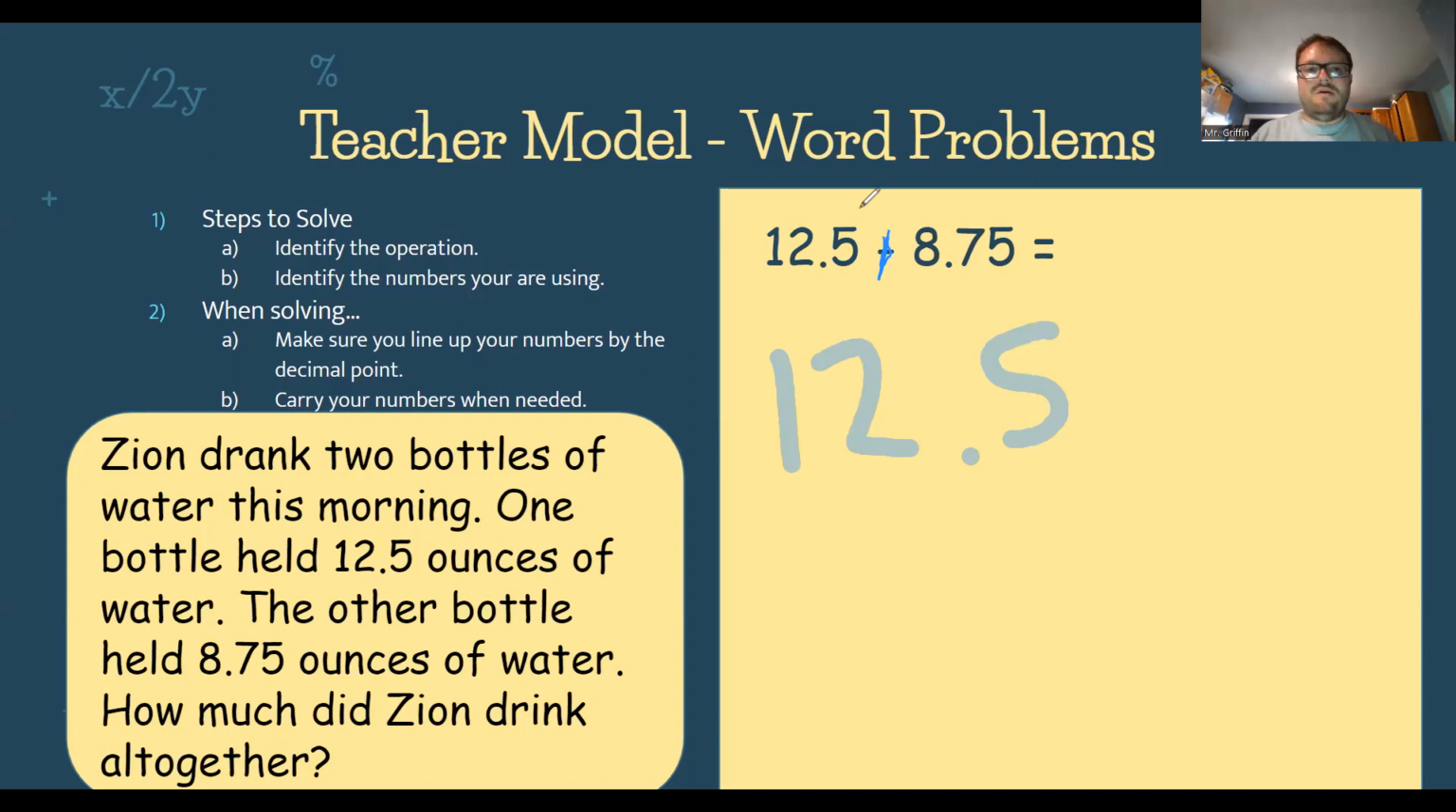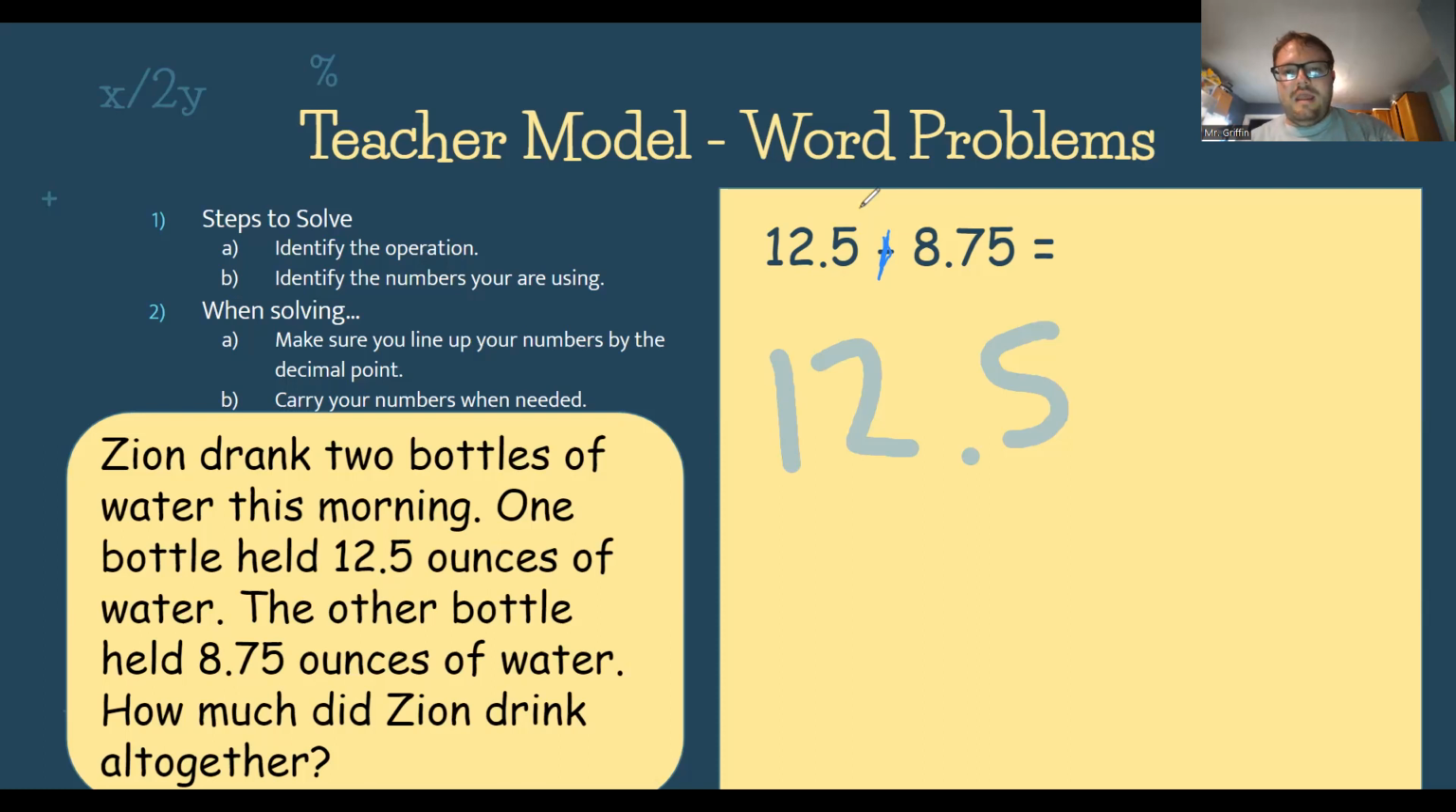When you see in that series where it says when solving, it says make sure to line up your numbers by the decimal point. This is very important because we want our ones place and our ones place on top of each other and our tenths on tenths, just like when you did whole numbers. Now, when you did whole numbers, you were probably just told to line it up to the right. But we need to use the decimal as our guide when lining up our numbers.